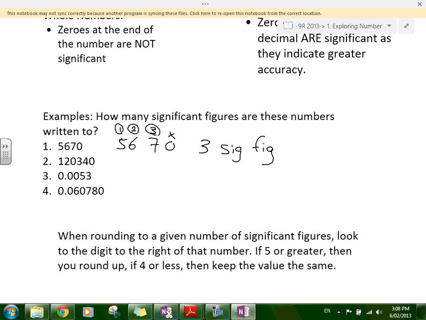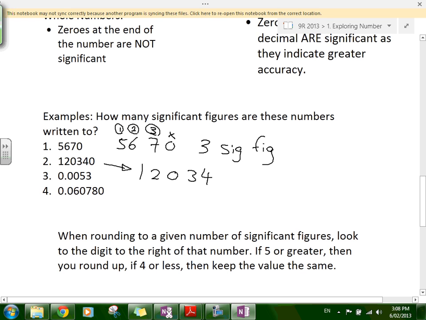If there are 0, 0 at the end, then neither of them are significant. Okay? So let's have a look at this one. 120,340. Alright? So I'll rewrite it again. 1, 2, 0, 3, 4, 0.